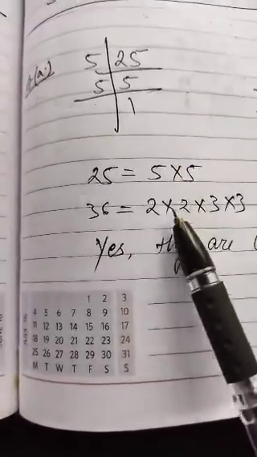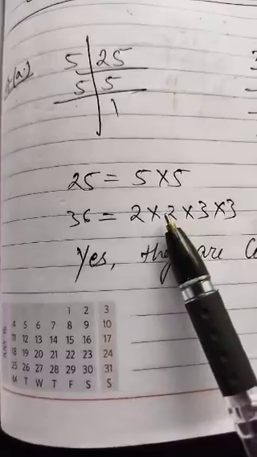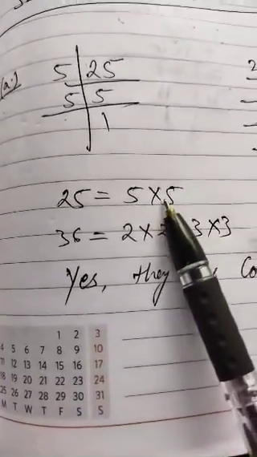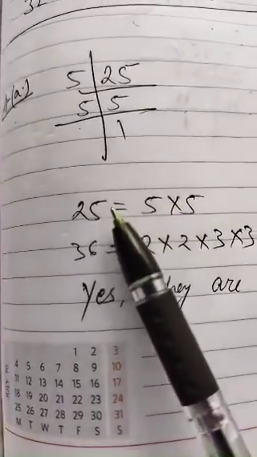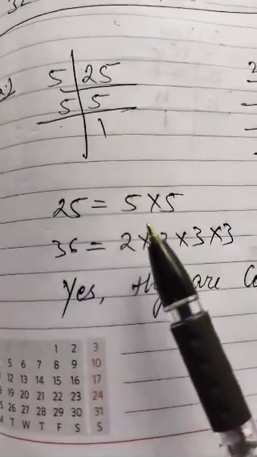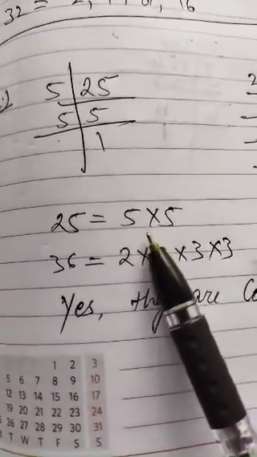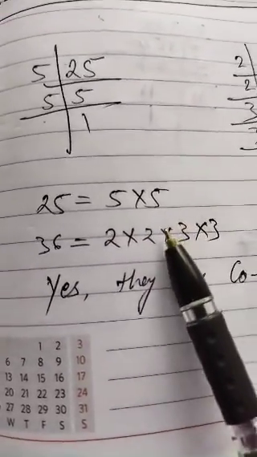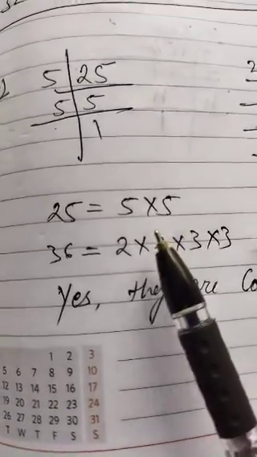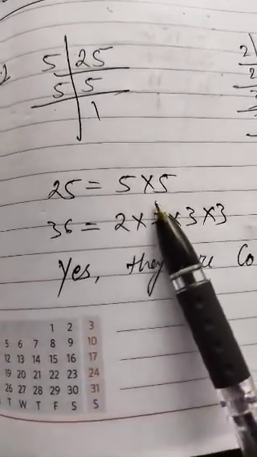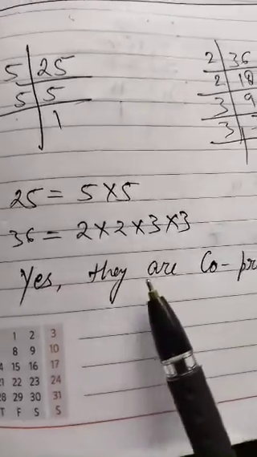Now we will match both the factors to see whether any number is matching or not. So we will find the factors of 25 and 36 are totally different. Not even a single number is matching with each other. Now if the numbers are not matching, then we will say yes, they are coprime.